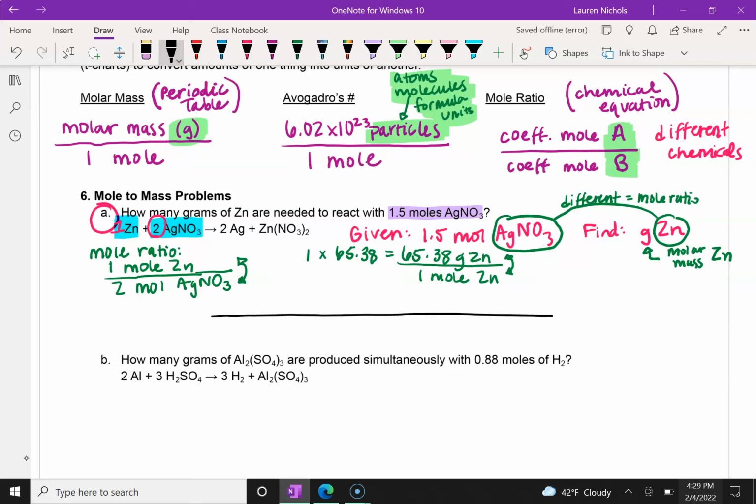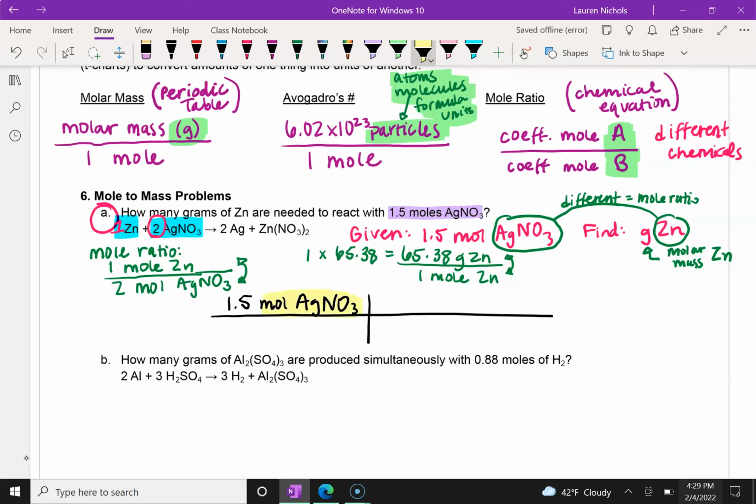The first thing that goes into our chart is our given, 1.5 moles of silver nitrate. Now, you might say, okay, I know I need mole ratio, I know I need molar mass, but which one do I use first? You always base it on your units.